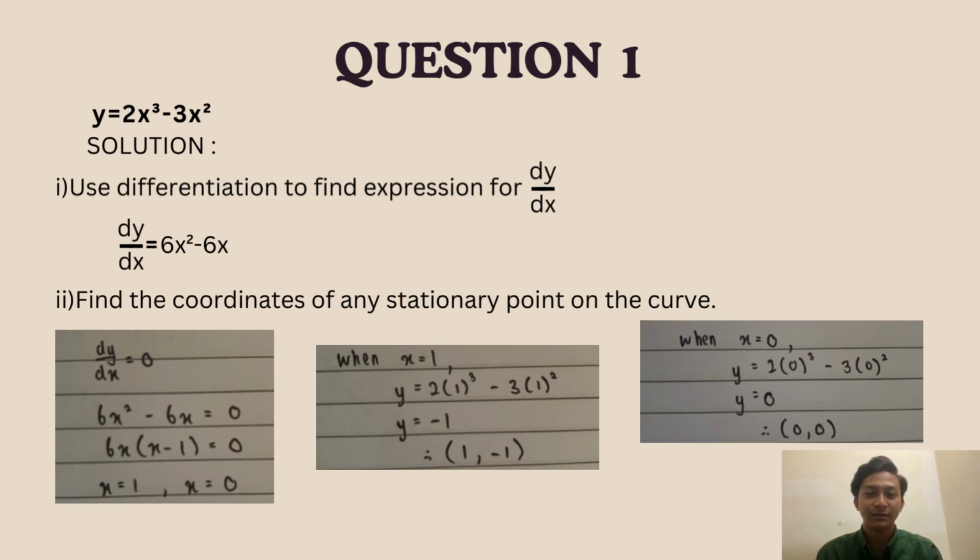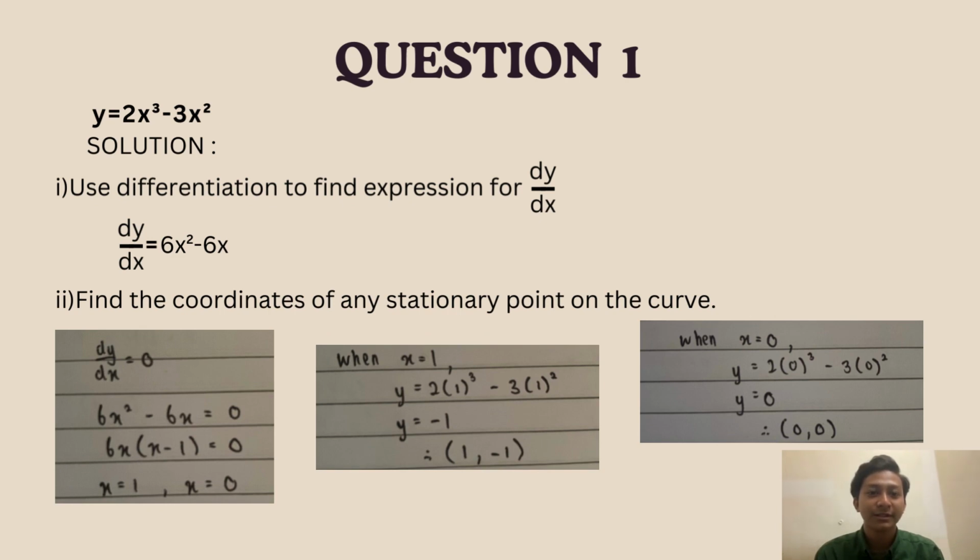So now I will do question 1. y equals 2x cubed minus 3x squared. So the solution is, the first question is use differentiation to find an expression for dy over dx. dy over dx equals 6x squared minus 6x.